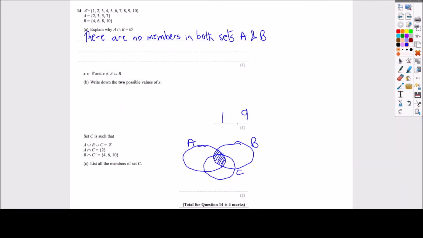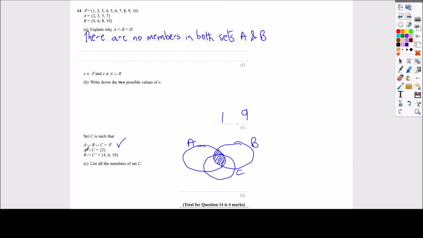Okay. Now, we're told here, let's work our way through what we were told. We're told that A union B union C is the universal set. So everything from 1 to 10 is somewhere within A, B, and C. Nothing is on the outside.